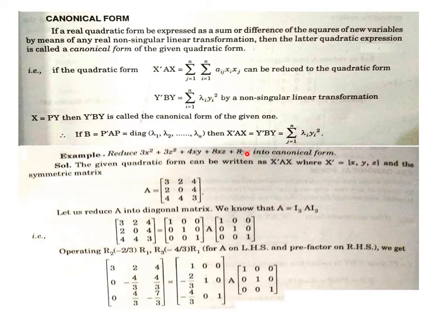Say, reduce the quadratic form 3x square plus 3z square plus 4xy plus 8xz plus 8yz, and we want to change it into canonical form. Let us see how it is possible. The given quadratic form can be written as x dash Ax, where that x dash is the row matrix x y z, and obviously x means the column of the same components x y z in column shape, and the matrix A is to be created by that quadratic form. Then you can proceed for further solution.